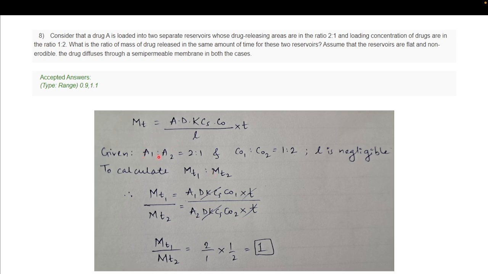So your ratio of the area is 2 is to 1. Your ratio of the initial concentration of the drug is 1 is to 2. We can neglect the L here because we are assuming that the reservoirs are flat, so the length of that device is not being considered here. If you just take the ratio of these two, you'll get the answer as 1. So what this question is saying essentially is that no matter if you change the area and the initial concentration in this particular ratio, the same amount of drug will be released in both the devices. Is this clear?